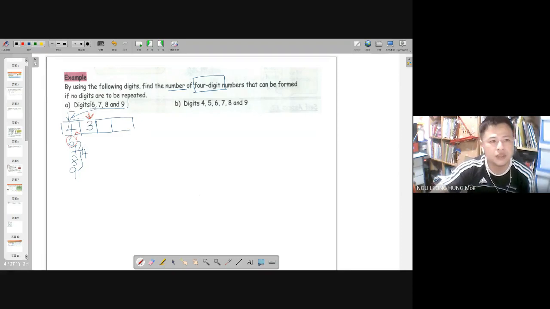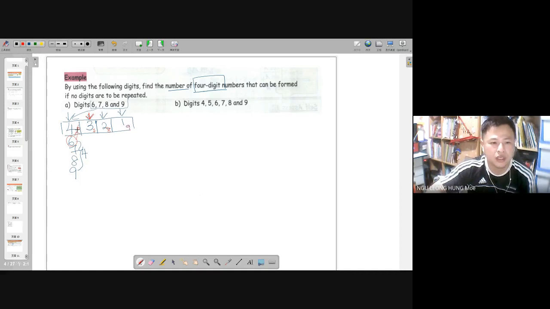Let's say the first box is 6. The second box is 7. How many numbers are left to fill inside the third box? 2. Yep, good. So let's say this is number 8. So we have only the last number left, one more number, which is number 9.